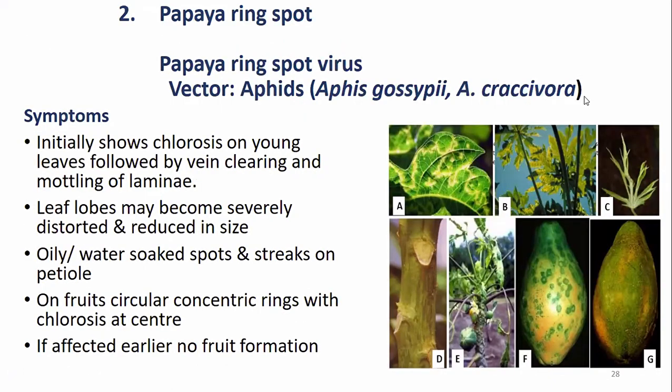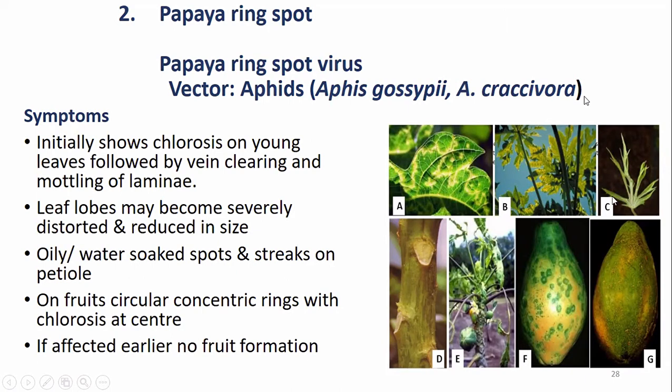Then papaya ring spot. Papaya ring spot virus is the causal organism. The vector is aphids. If aphids are on the papaya fruit, they may cause transmission. The symptom initially shows chlorosis on young leaves. Here you can see the chlorosis of leaves, followed by vein clearing and mottling of laminae. Leaf lobes reduce in size and are distorted.